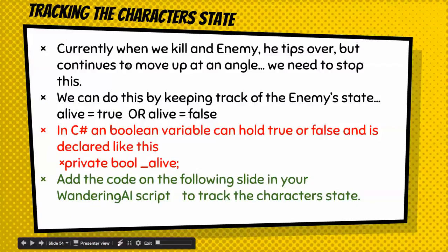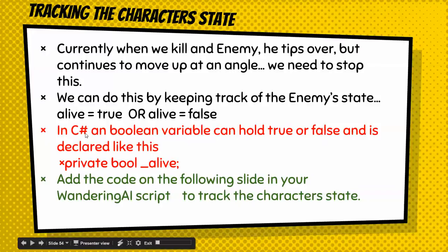Okay, so currently when we kill the enemy, he tips over but continues to move up at an angle. We need to stop this. We can do this by keeping track of the enemy's state. So we can say alive equals true or alive equals false. And then if alive equals false, he's not going to move anymore.